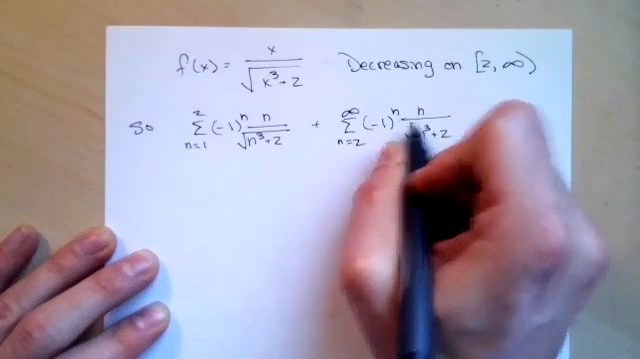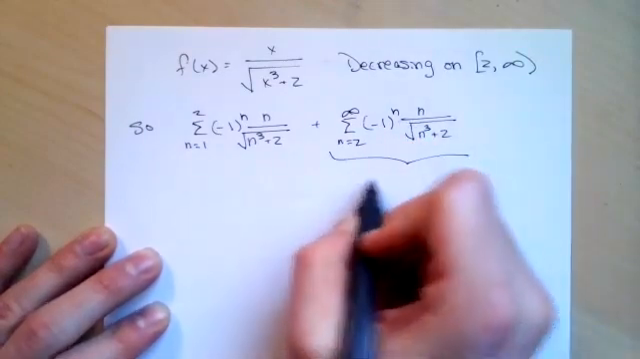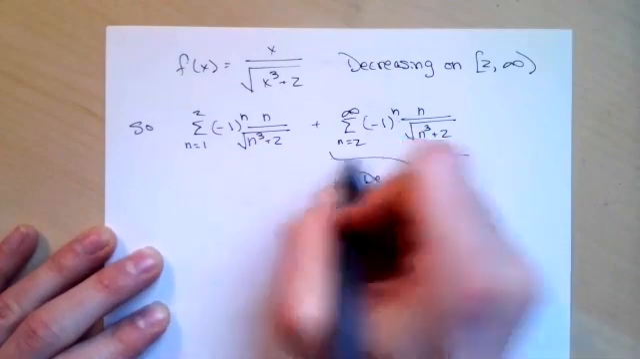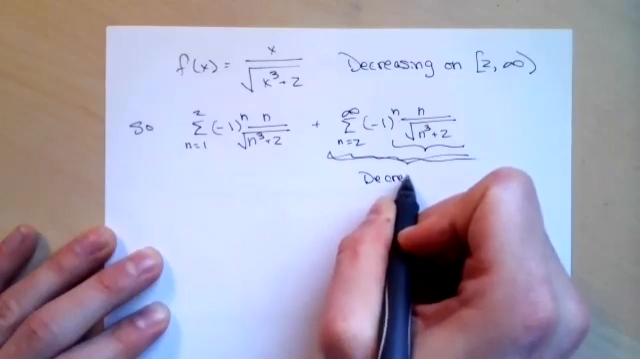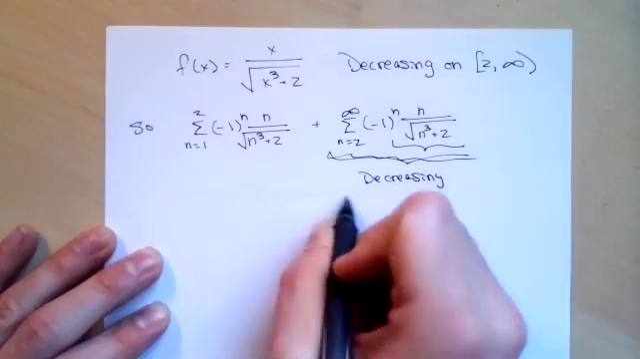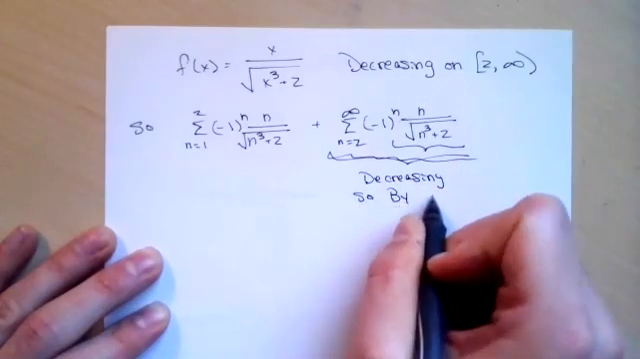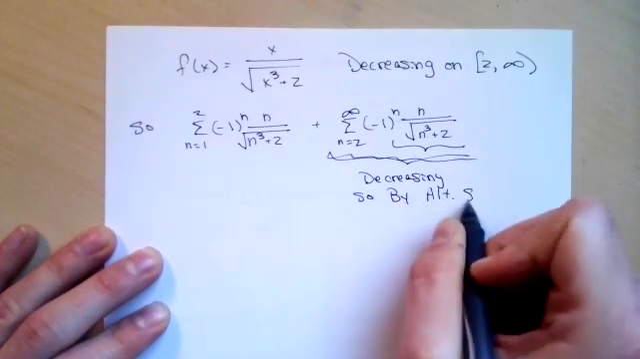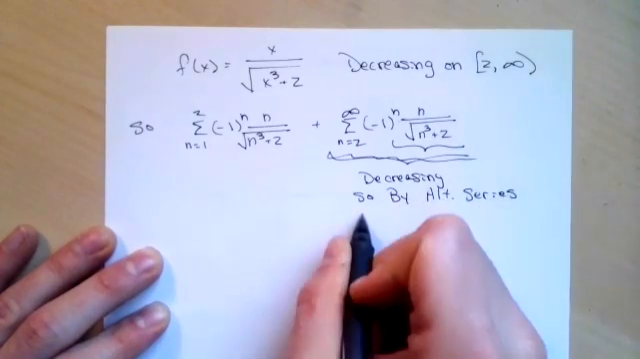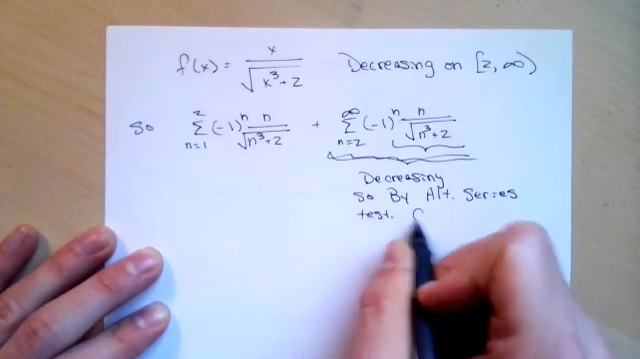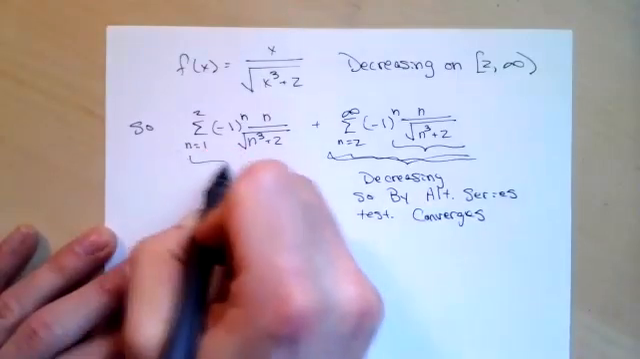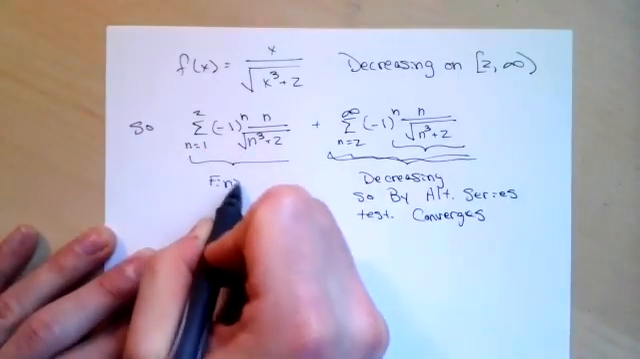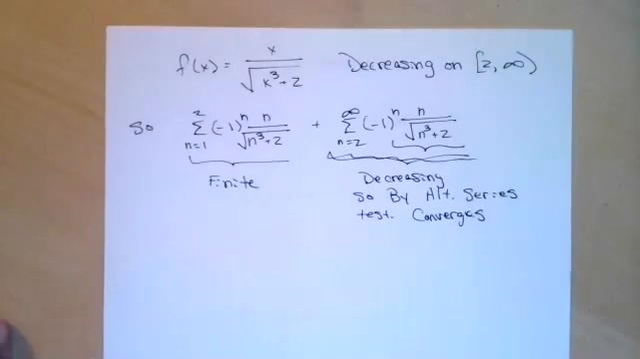So from 2 to infinity, I know that this piece is decreasing. So by our alternating series test, it converges. And of course, the first part is finite. So overall, it will converge.